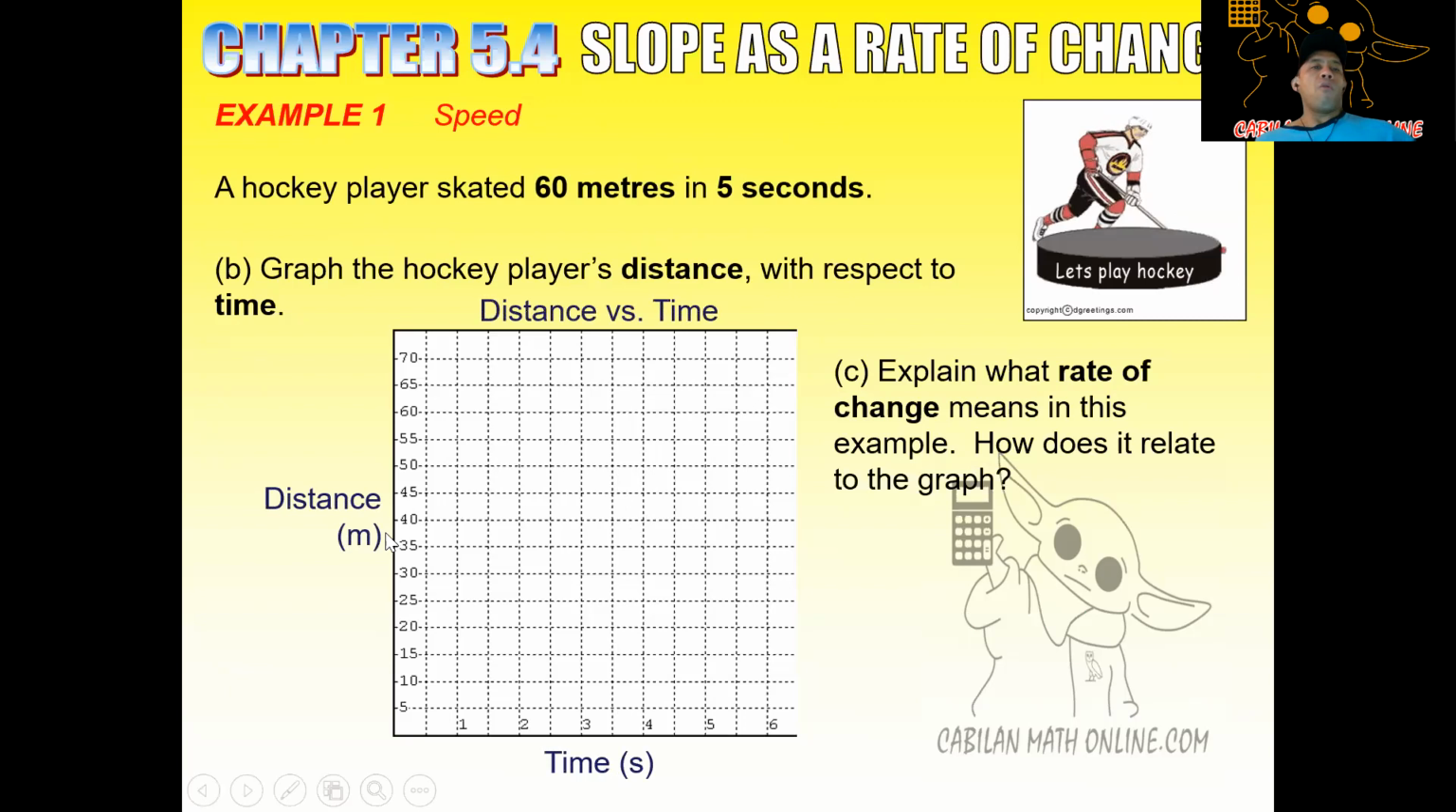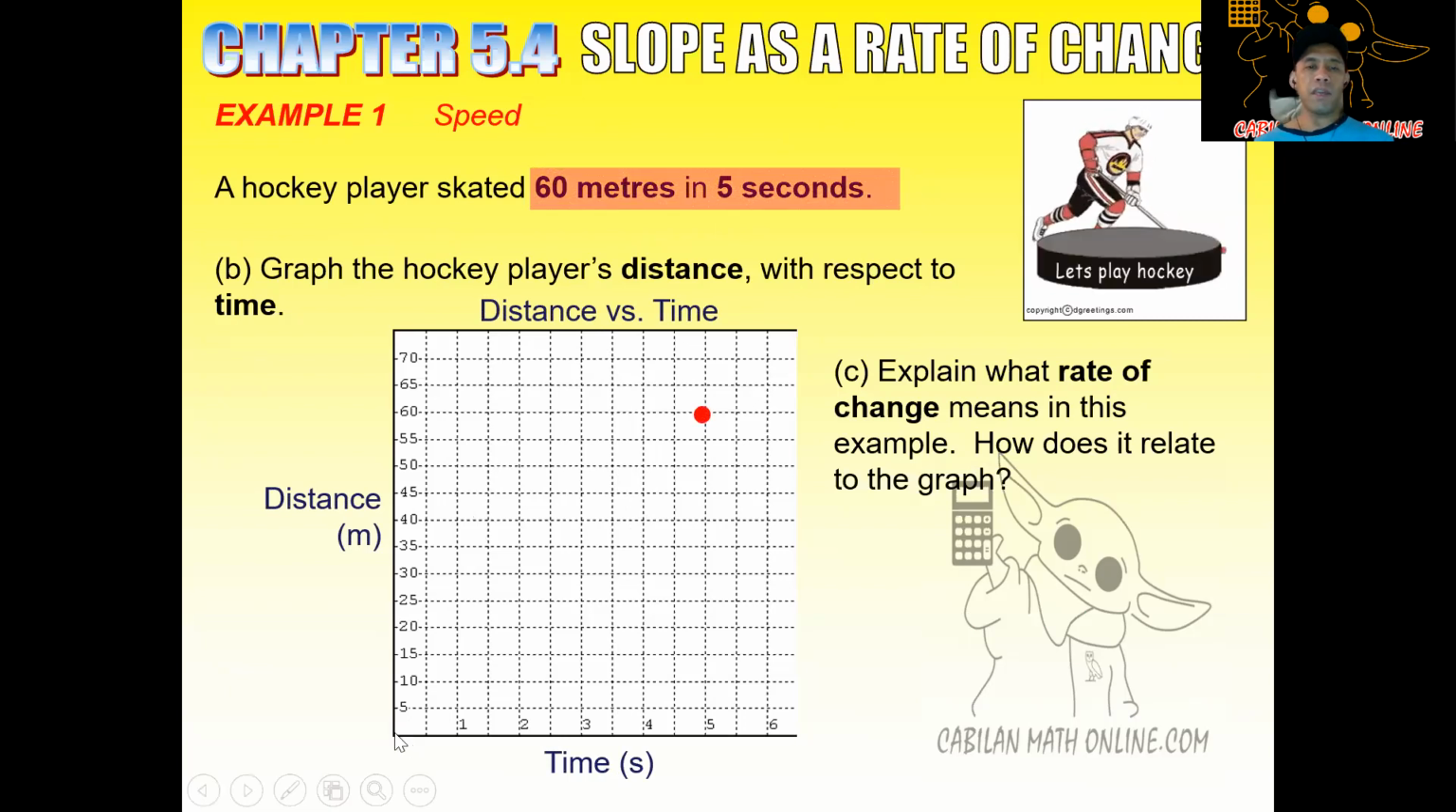All right, now, when we're plotting this particular point, let's just think about this for a second. Let's think about a hockey player or any sport for that matter. Before you actually skate, guess what you're doing? You're stopping. So at rest, you're not moving, therefore you're not covering any distance. So your first point is actually going to be the point 0, 0.